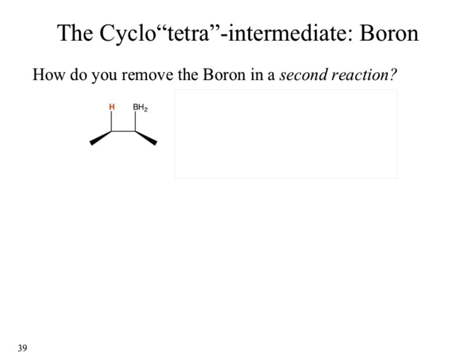How do we remove boron in the second reaction? Okay. This is our hydroxide, or our peroxide and hydroxide. It is a rather complicated mechanism. The way that I prefer to look at it, that I think is a little bit more straightforward, is the reactive species or the reactive effect of boron. Why is boron special as a reagent?